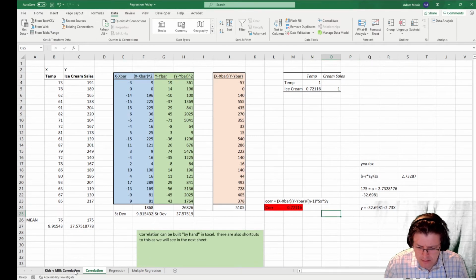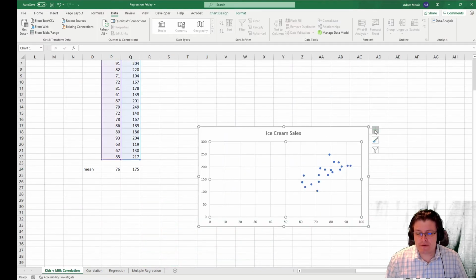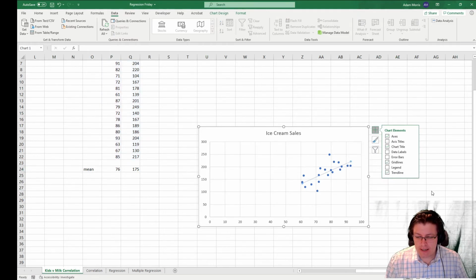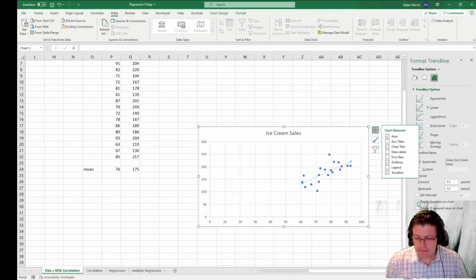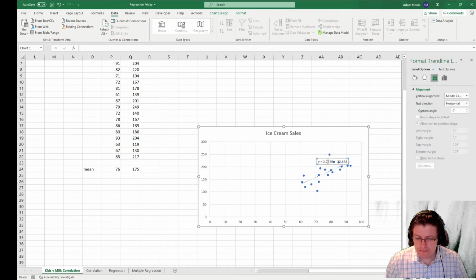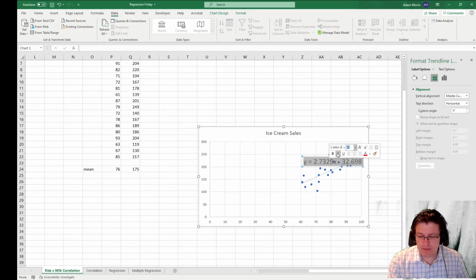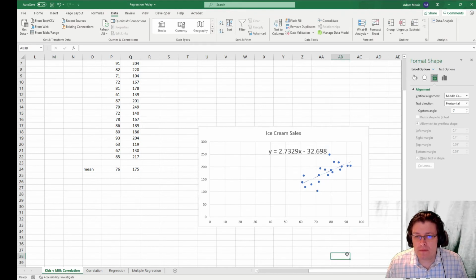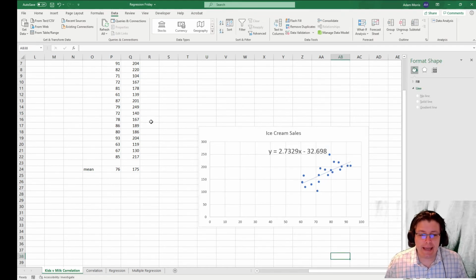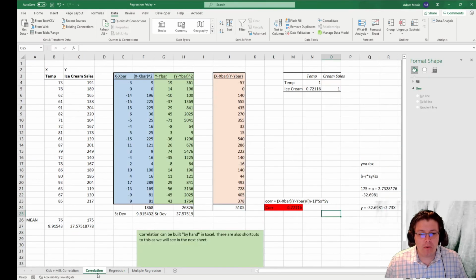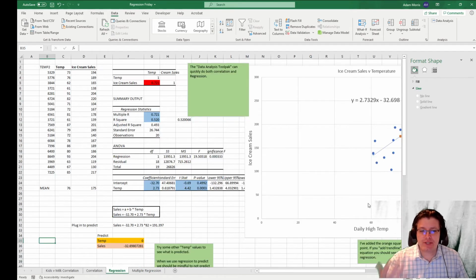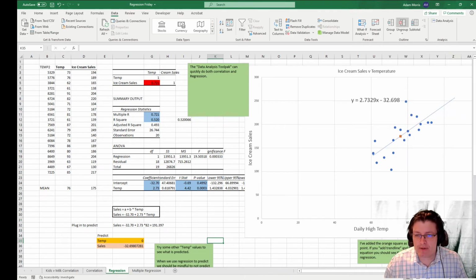Now, let me just jump back and look at this ice cream sales chart. Of course, we could add the trend line, and I'm going to go in and add the equation and make that visible. Okay, and there we have those two exact values we just found. So we don't have to go through the by-hand process, but that's what Excel is doing. Okay, so let's jump over and have Excel do that for us. Sorry to jump around so much if you're getting dizzy.